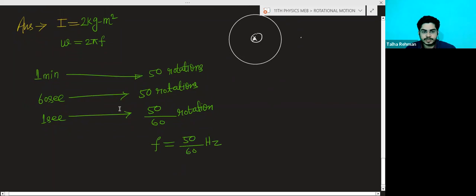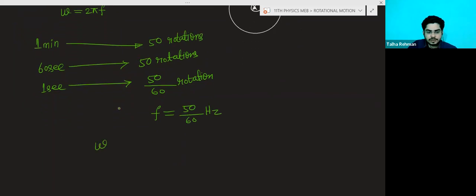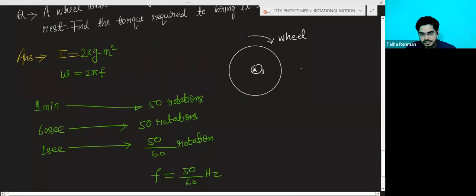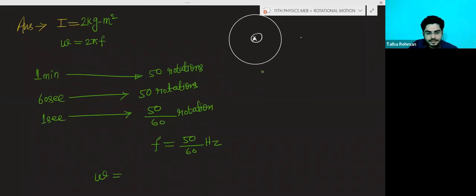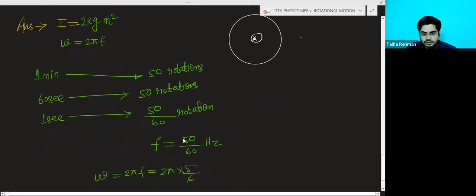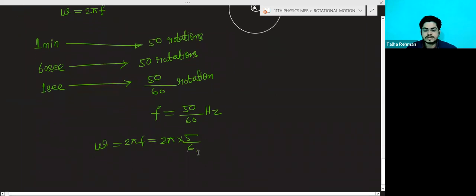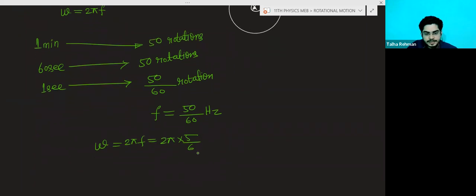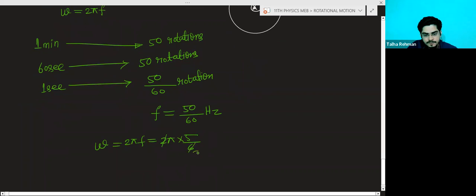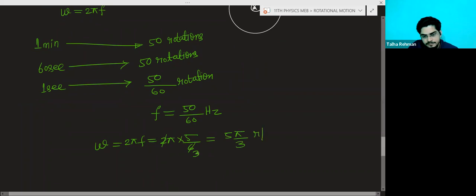Now you can find omega. What will be the angular velocity with which the wheel is rotating? Omega is equal to 2 pi into frequency. So it will be 2 pi, and frequency will be 5 by 6, because this is the 0 and 0 will be cancelled out. So 2 3s are 6, and it will become 5 pi divided by 3 radian per second.